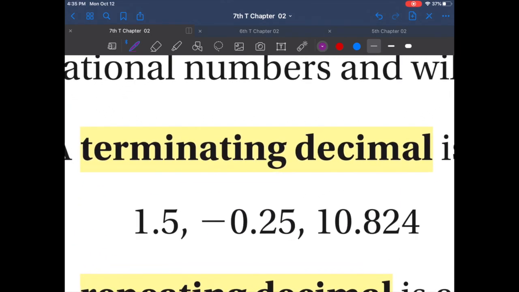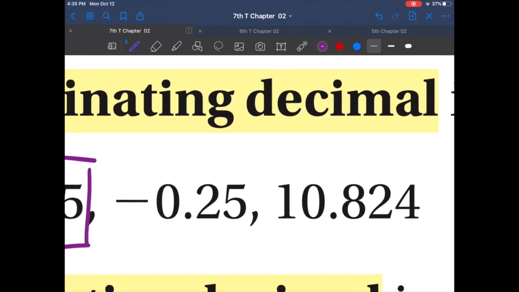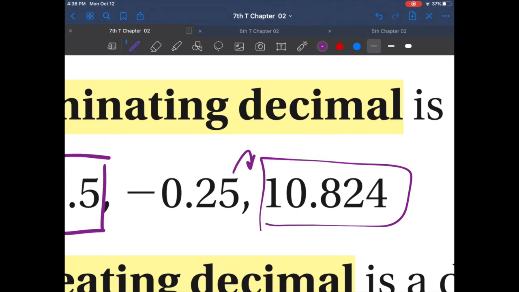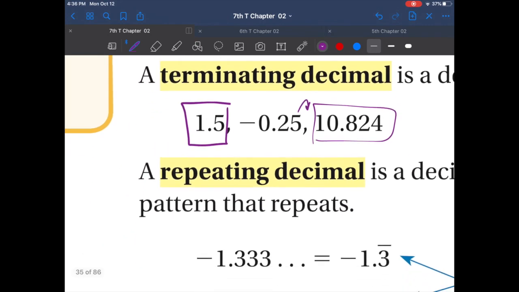So, what is a terminating decimal? Well, let's take a look at this one. 1.5. It stops. There's nothing after 5. It's just 1.5. Okay, let's take a look at the other one. Negative 0.25. Again, it stops. There's nothing after that. 10.824. Again, it stops. There's nothing after that.